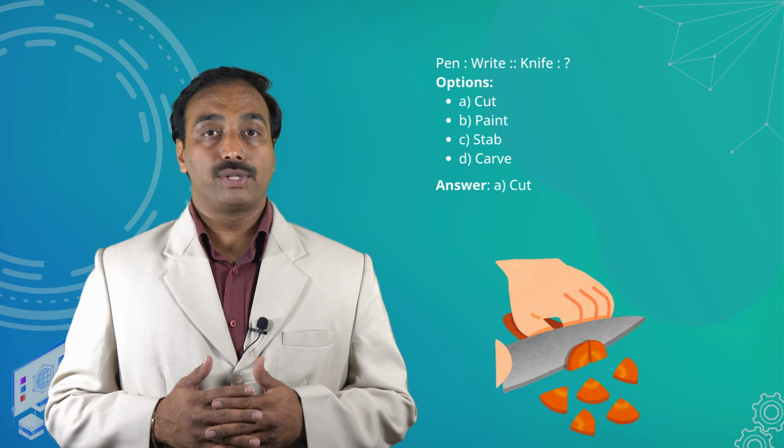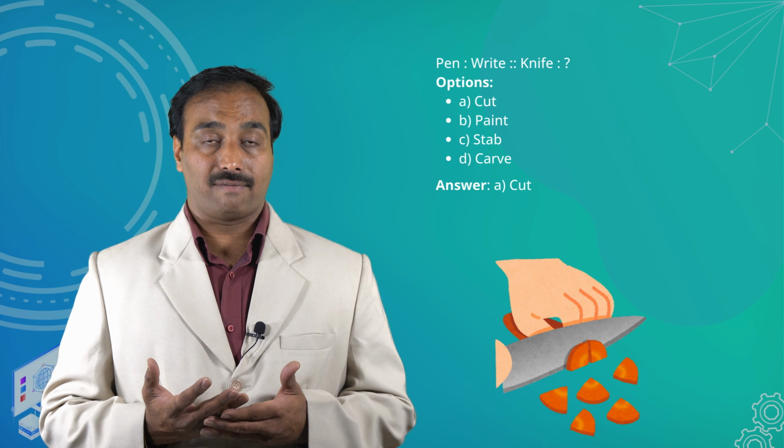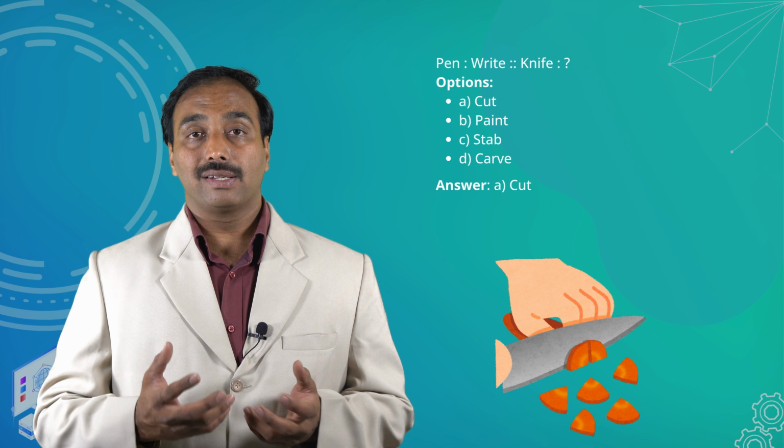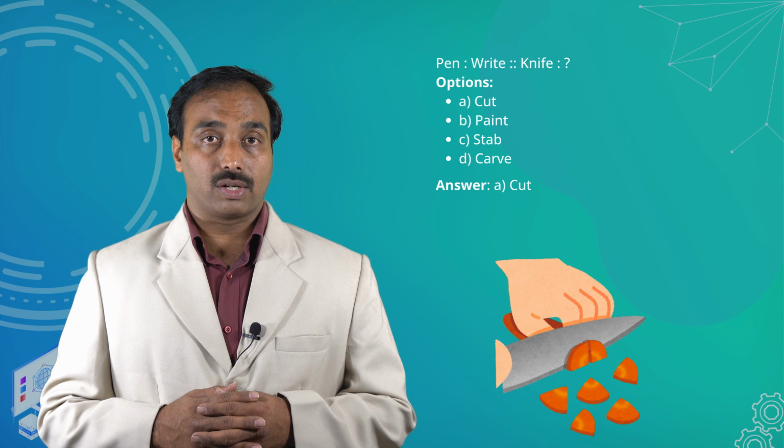So in analogies or reverse analogies, the main aspect that you should focus on is to first identify what relationship the main word has, and based on that you have to identify a similar relationship with the options word.